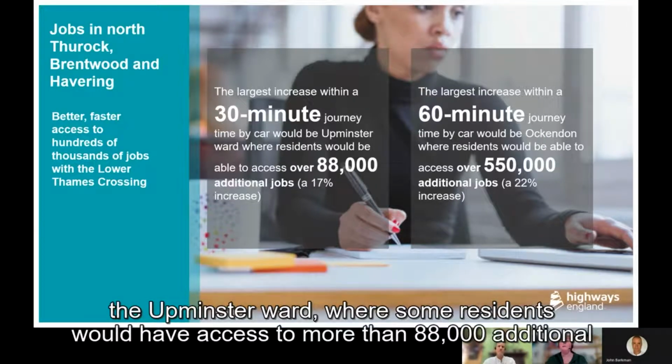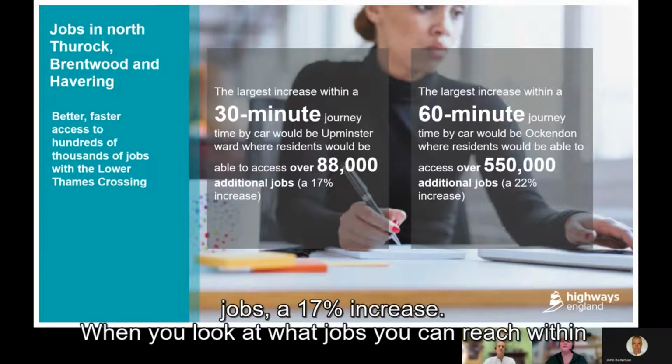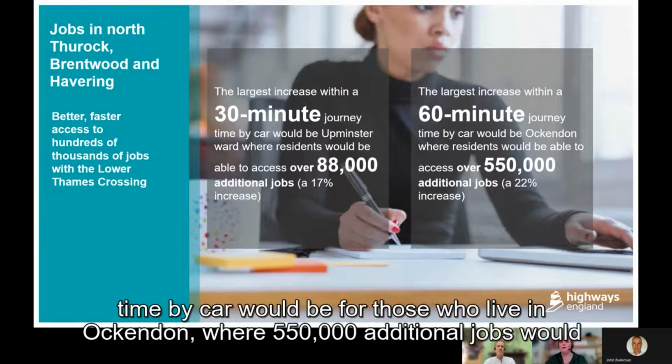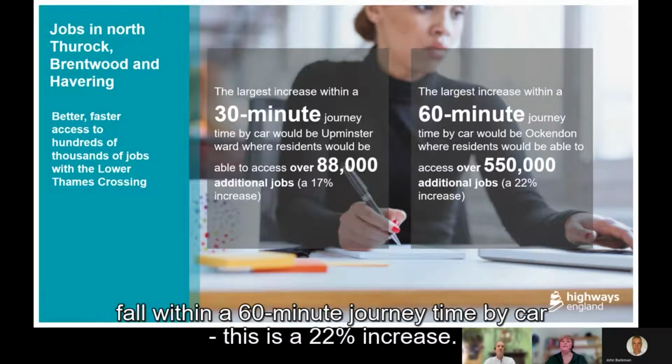In this area, the largest increase within a 30-minute journey time by car would be in the Upminster ward, where some residents would have access to more than 88,000 additional jobs. That's a 17% increase. When you look at what jobs you can reach within an hour, the increase is even greater. The largest increase within a 60-minute journey time by car would be for those who live in Ockendon, where 550,000 additional jobs would fall within a 60-minute journey time by car. This is a 22% increase.